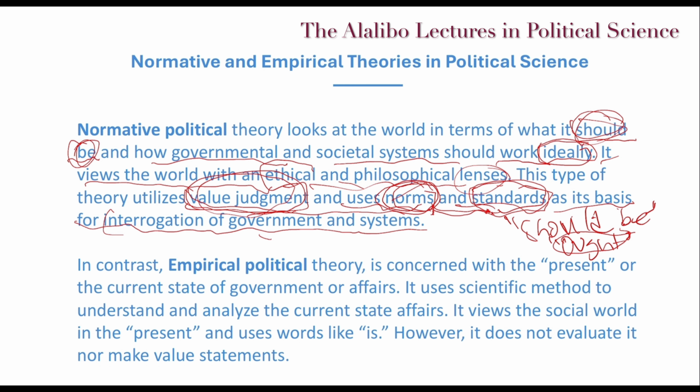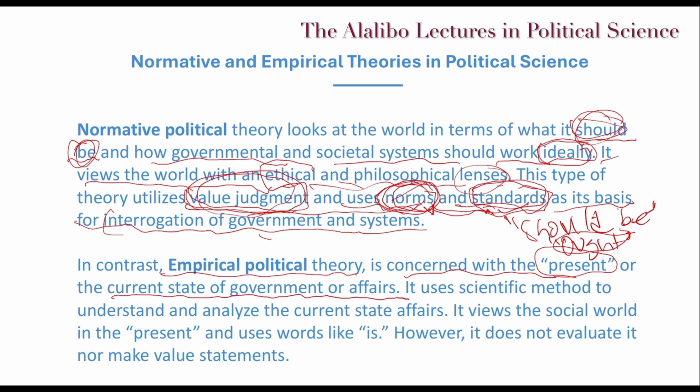The contrast, then, is empirical political theory, and this is concerned with the present. Now, normative is also concerned with the present, but it uses the present to determine where society should be, right? And that's the difference. Empirical political theory is concerned with the present, or the current state of governmental affairs, and stops there. Unlike normative, it stops there and dwells on the present.